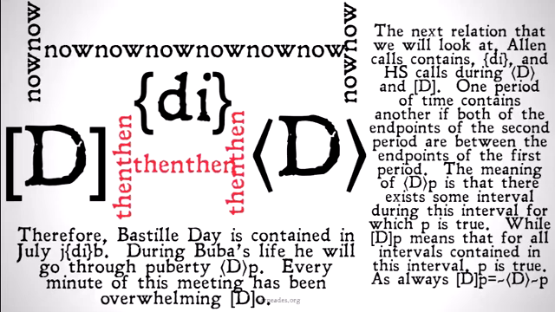During Booba's life, he will go through puberty, and every minute of this meeting has been overwhelming. Note that for that last one, we're not counting the first or the last pair of instants, the smallest possible interval you can get at the beginning and the end, because for those we would need to say finishes and starts. Okay? We're counting every minute during the meeting, every minute that's contained within the interval. Right? Hopefully that makes sense.